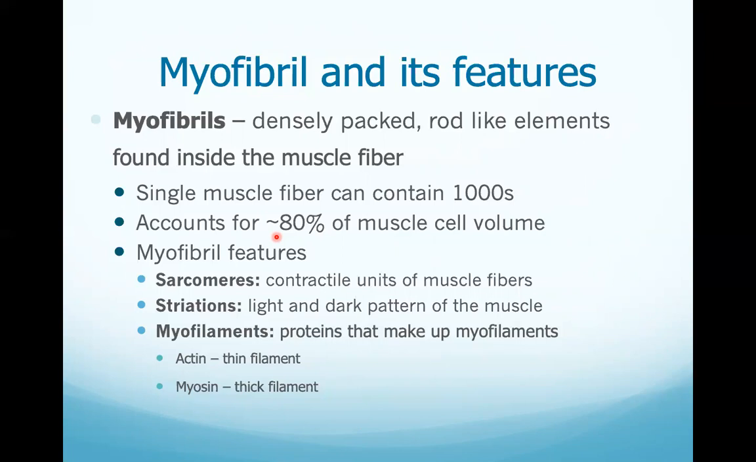Now, myofibrils, we already looked at these characteristics. Again, kind of a recollection of what we talked about earlier. Sarcomeres are those vertical divisions of the myofibrils, which are also identified as contractile units of muscle. Within the sarcomeres, we have two myofilaments, which are actin and myosin, known as thin filament and thick filament, respectively. The pattern created by the actin and myosin within the sarcomere forms your striations.